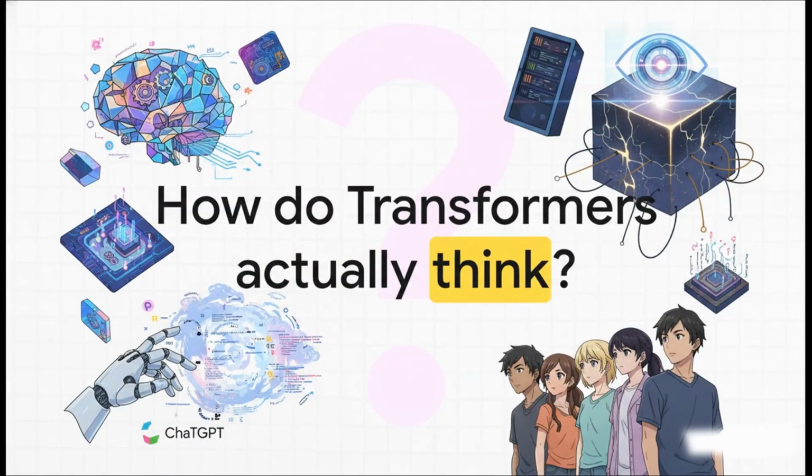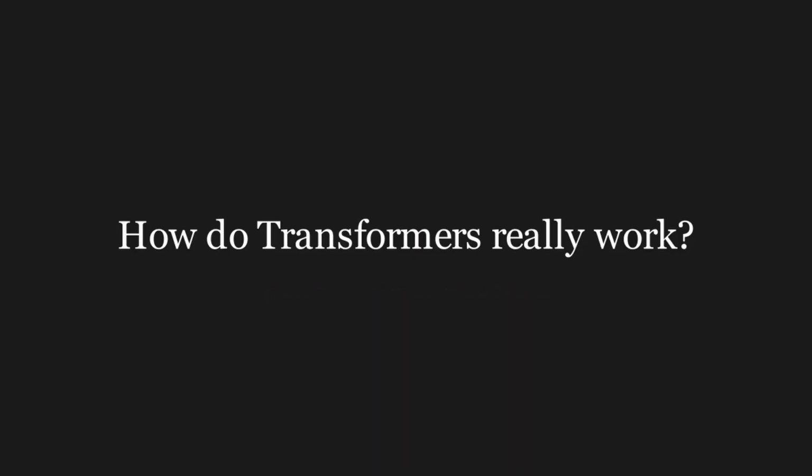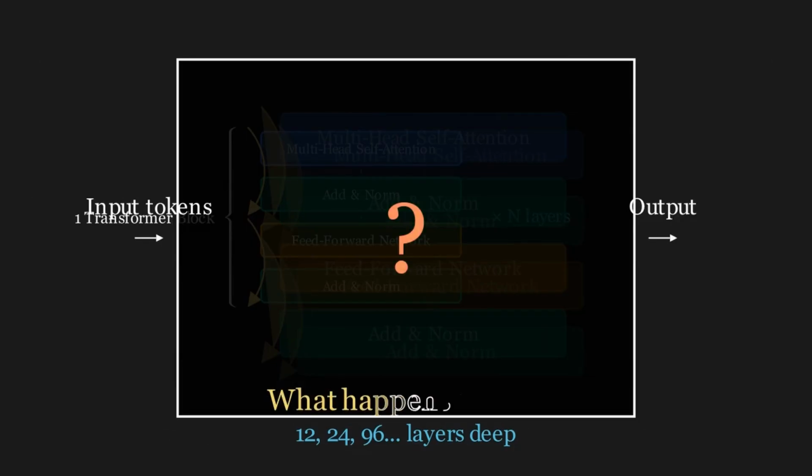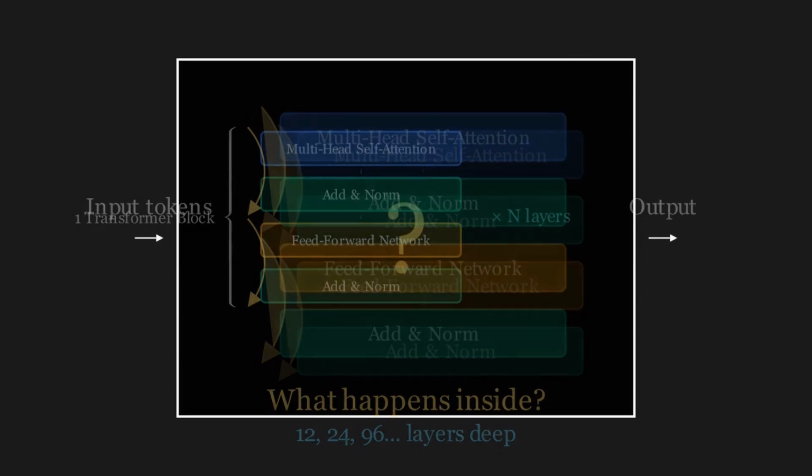So we all know transformers are the powerhouse behind, well, pretty much everything now, from ChatGPT to incredible image generators. But here's the billion-dollar question that keeps researchers up at night. How do they really work? It's what we call the black box problem, and it's one of the biggest hurdles we're facing in AI.